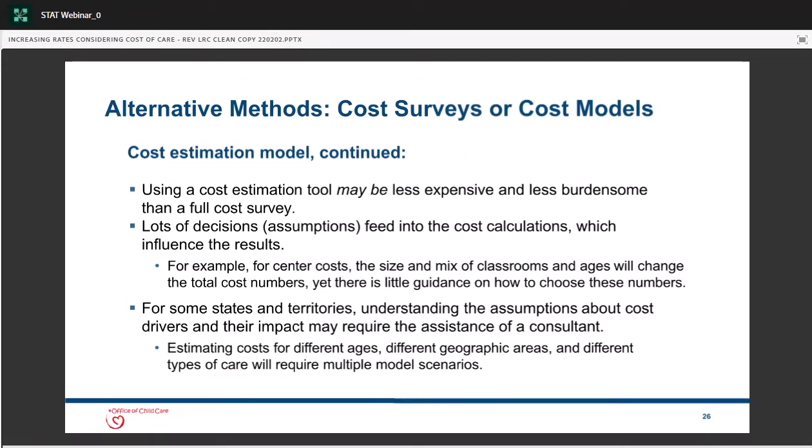Salaries may be one example. I think I just recently heard New Mexico present that as they were looking at salaries across their state, they really weren't finding a lot of geographic variation there. For some lead agencies, understanding how these assumptions influence the cost estimates may require the support of a consultant and a request for some additional technical assistance.